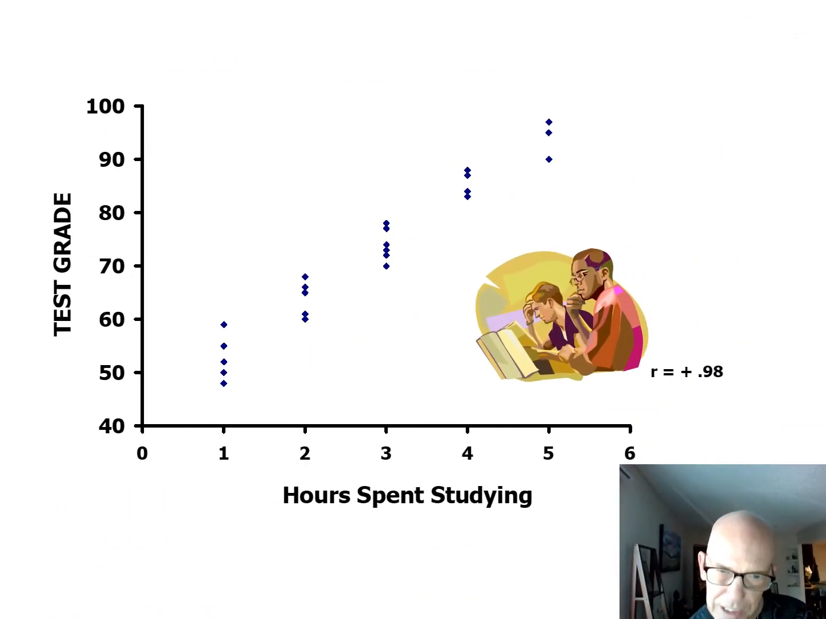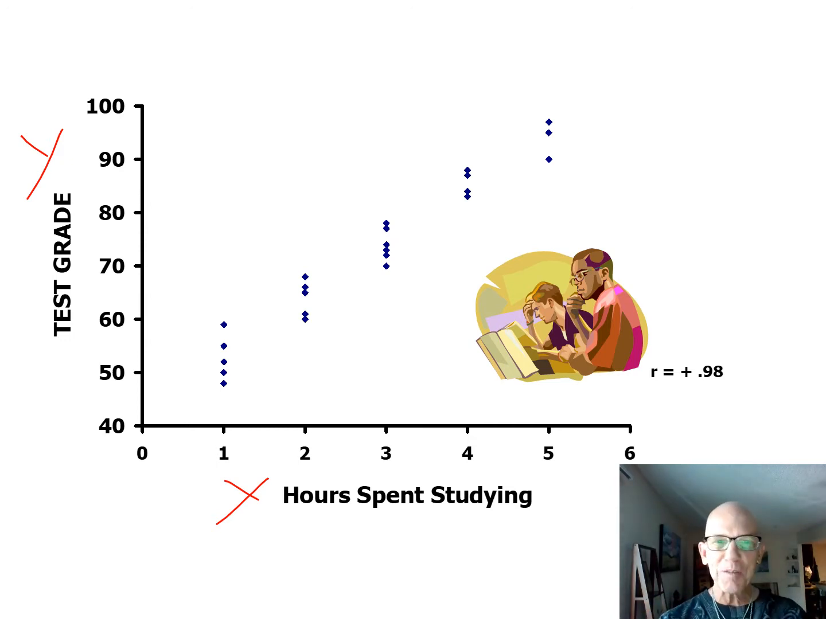Here's an X. How much do you spend time studying? Right here, that's X, right? And here's Y. What's your test grade? Those two things better be correlated. Otherwise, you're in bad shape for this class.